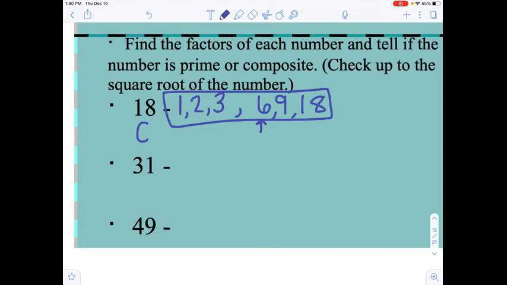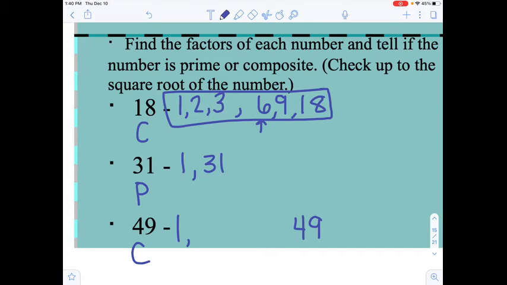31. Can 31 be divided by anything? No, I don't think it can. So it would be prime, which means its factors are just 1 and 31. And then 49 is composite because it has more than just those 2 factors, 1 and 49.